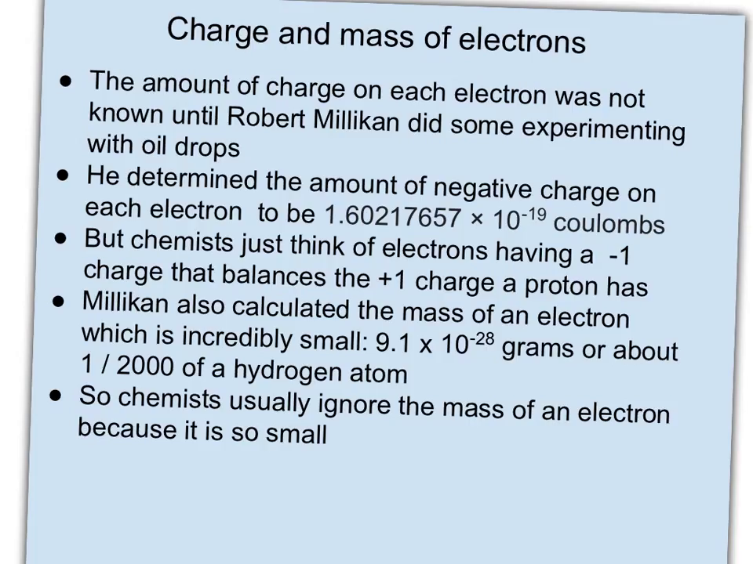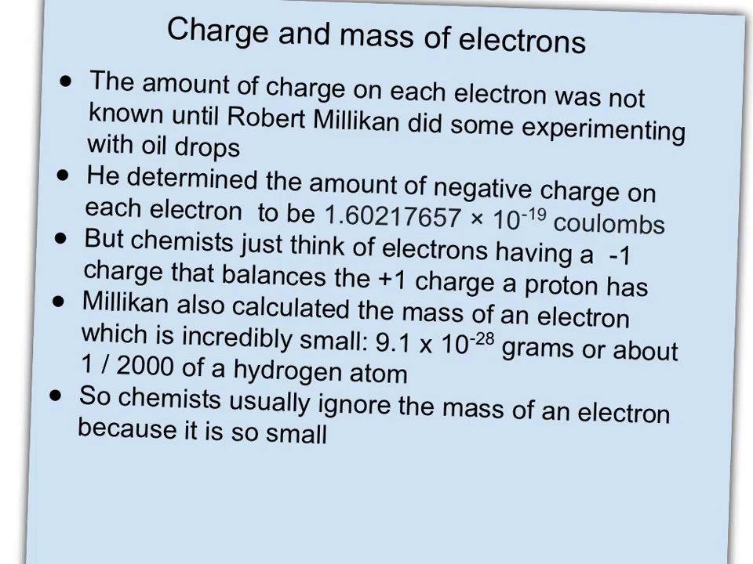We now think of electrons as having a -1 charge because it balances the +1 charge on a proton. So if electrons are 1.6 times 10 to the minus 19th, protons are 1.6 times 10 to the 19th with a positive charge.